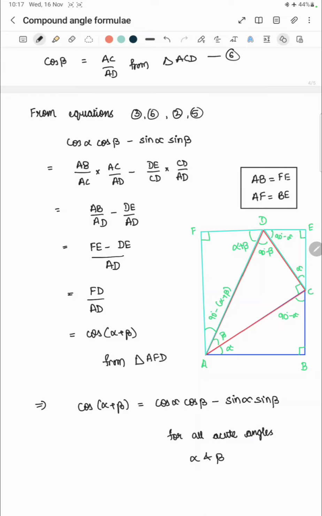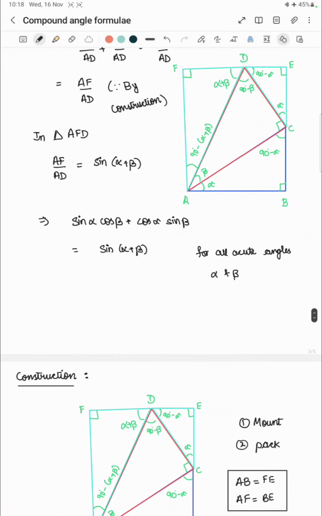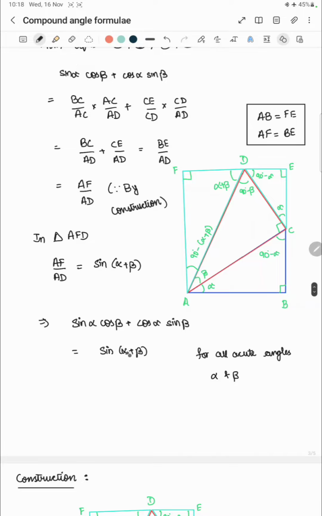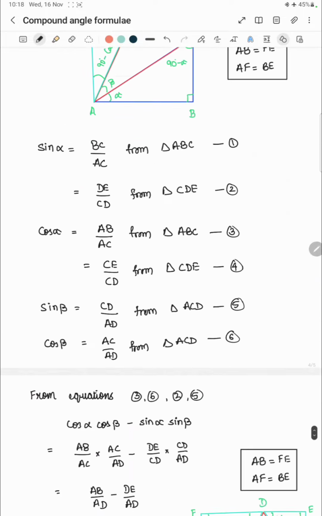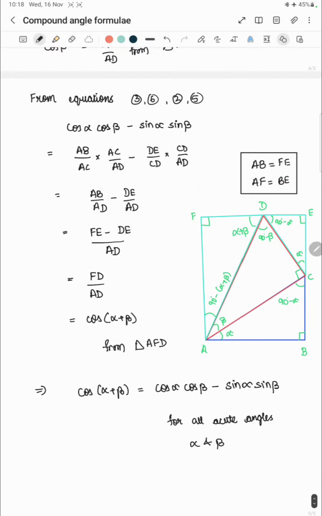For all acute angles. Remember, what we are proving here works only for acute angles. Obtuse angles, we'll come to that later. Okay, we'll come to that later. So for at least now, what did we prove? We proved the compound angle formula for sin alpha plus beta here, and we have proved for cos alpha plus beta here.